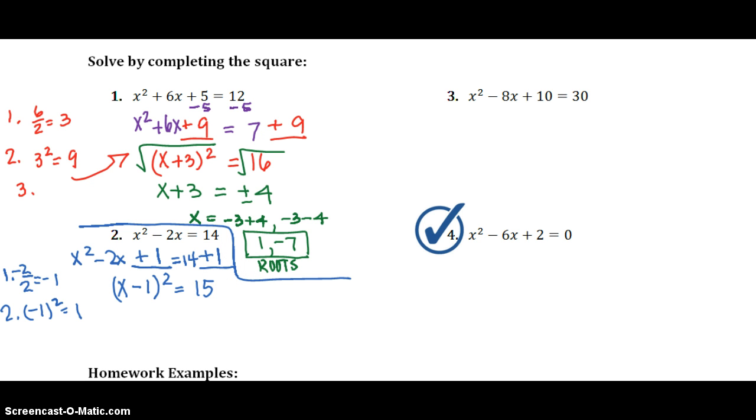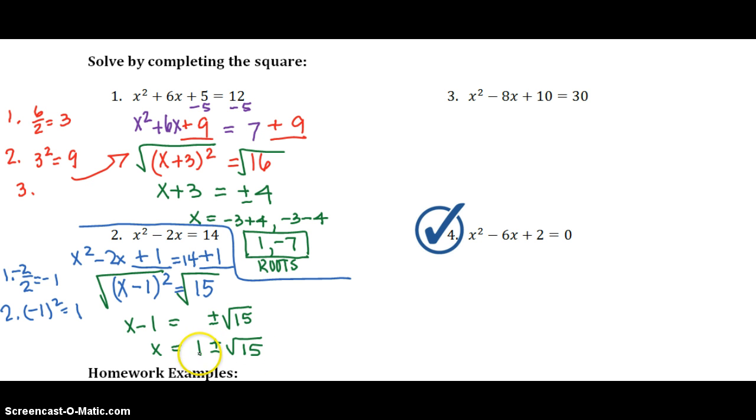Now to solve, I need to take the square root of both sides. When I take the square root, I get x minus 1 equals a positive or negative square root of 15, which is not an even number. So it's going to be a non-integral root, or my roots are not going to be integers. And so I will add 1 to both sides to solve for x. So 1 plus or minus the square root of 15 is the most accurate answer.